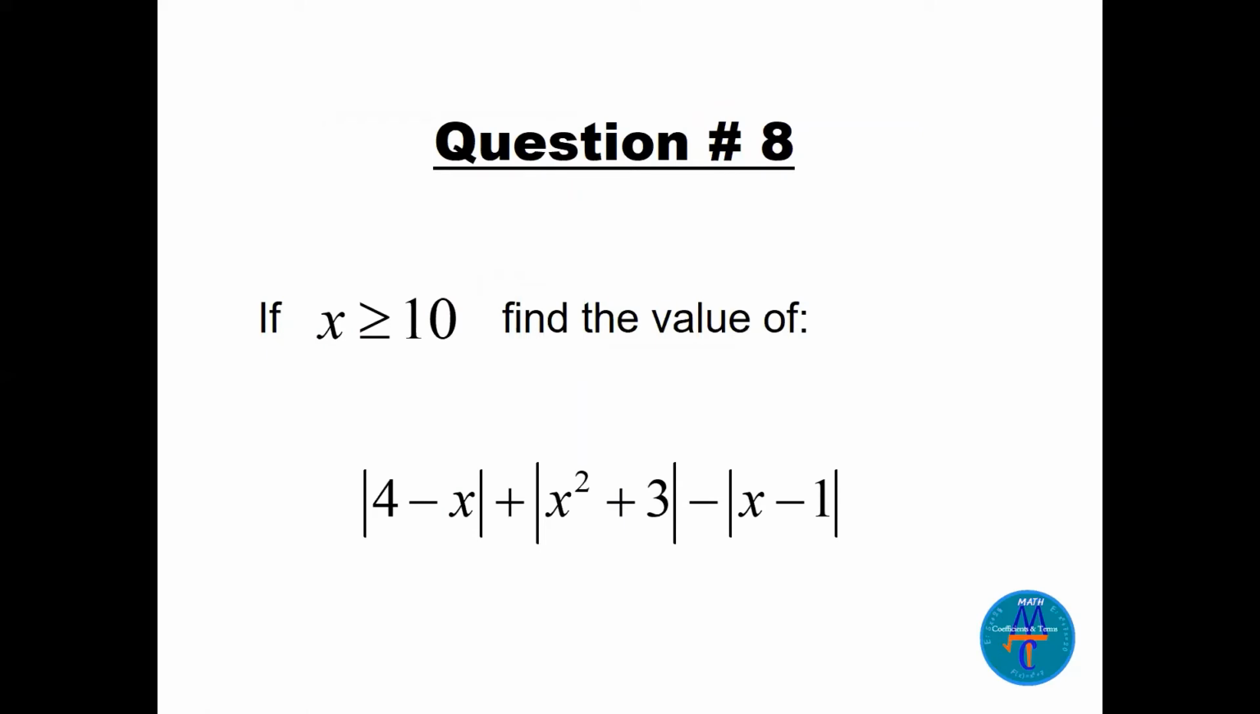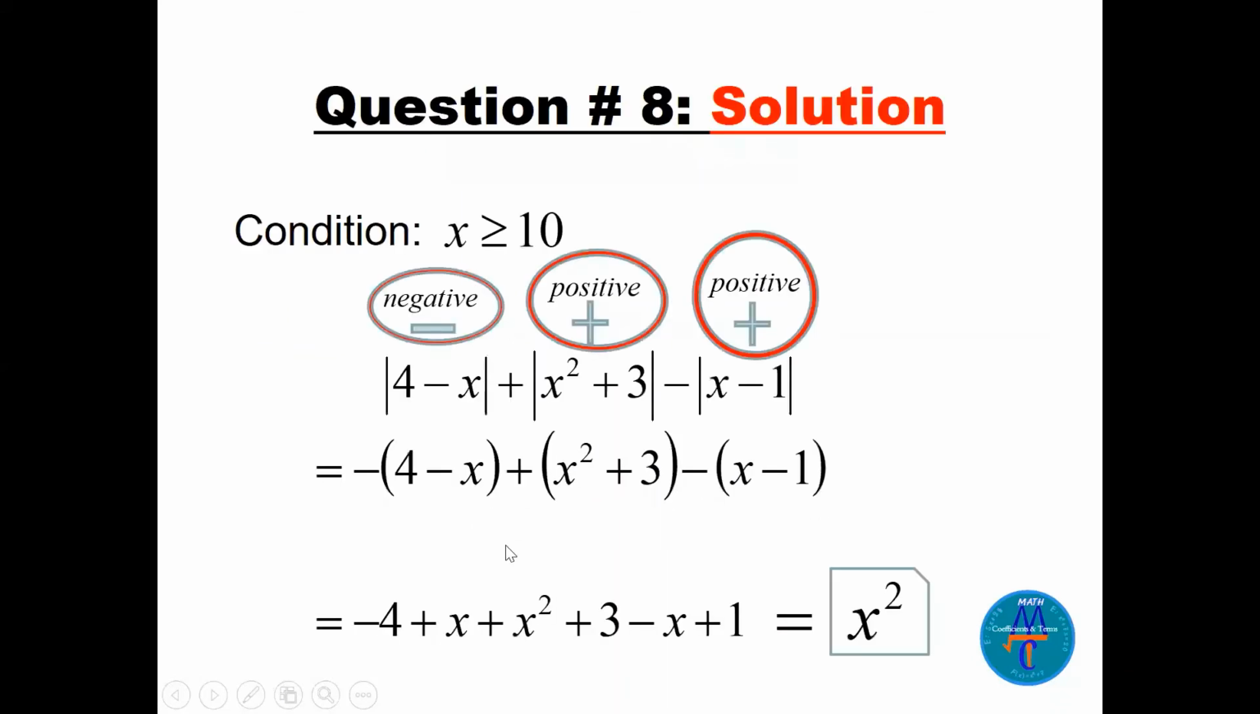Now we go back to absolute value. X greater than or equal to 10, find the value of this. Same idea, absolute value 4 minus x, we ask, is this positive or negative? Absolute value of x squared plus 3, we ask, is this positive or negative? X minus 1 inside. Now there's a minus and there's a plus in the question. Let's see. The first number here, 4 minus x. See, x is a big number greater than 10. So that would be negative.